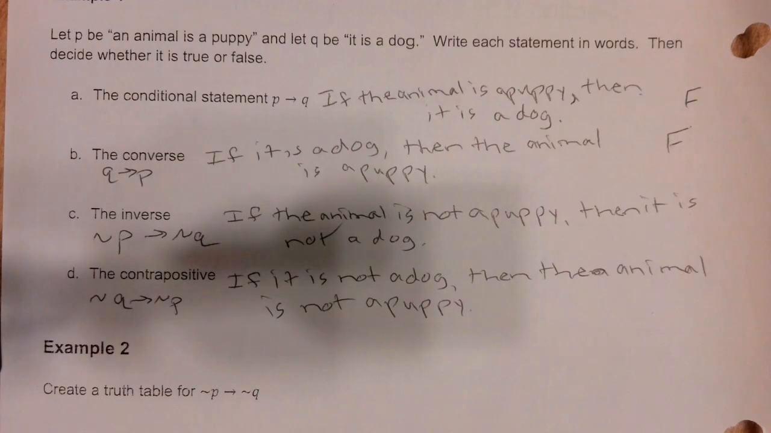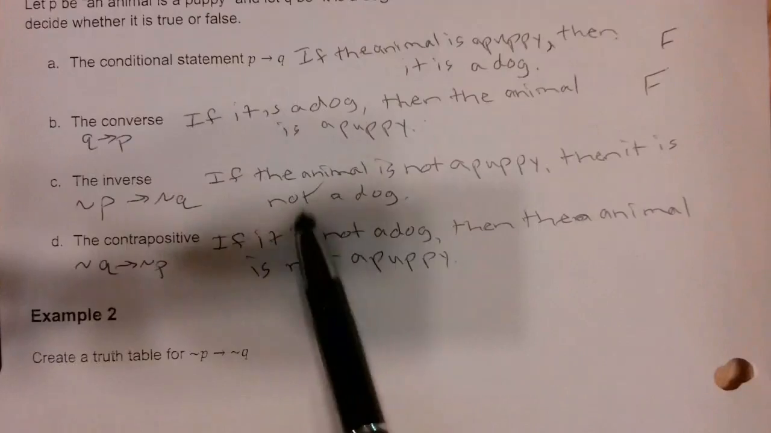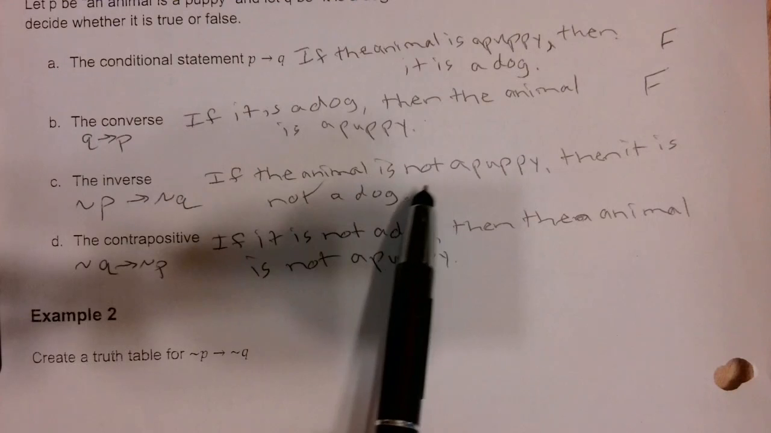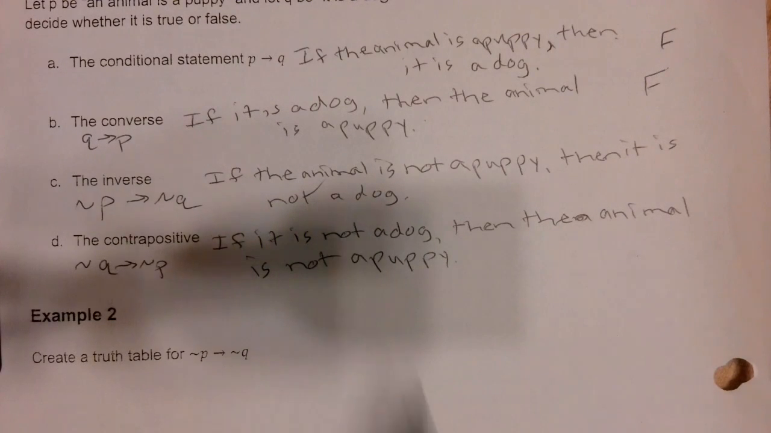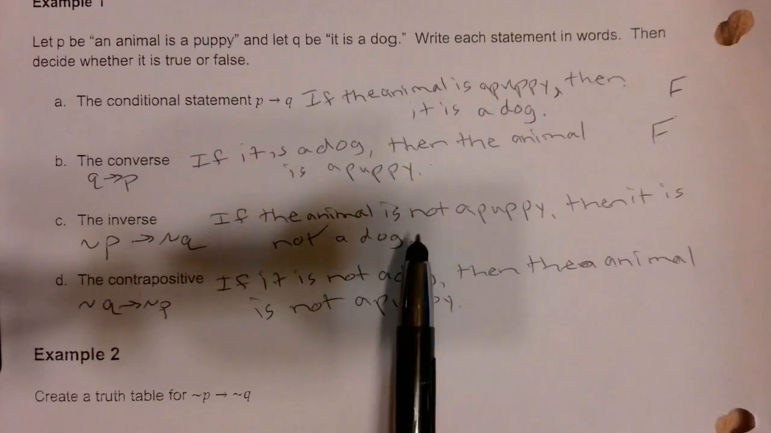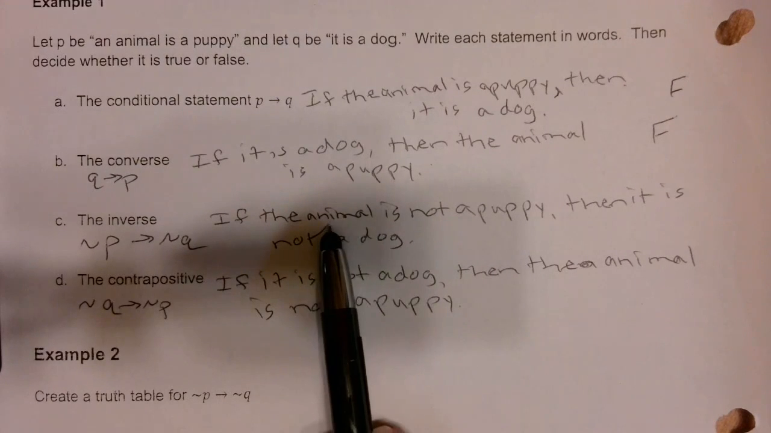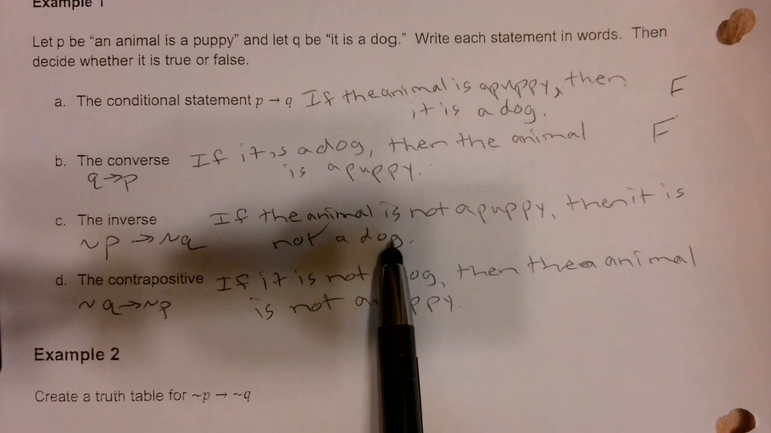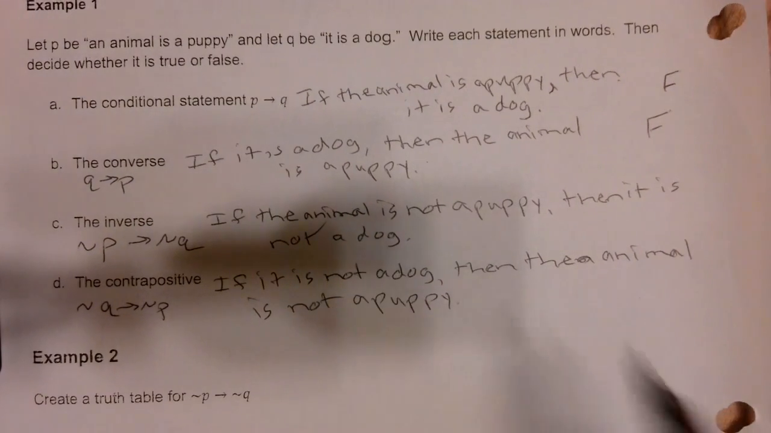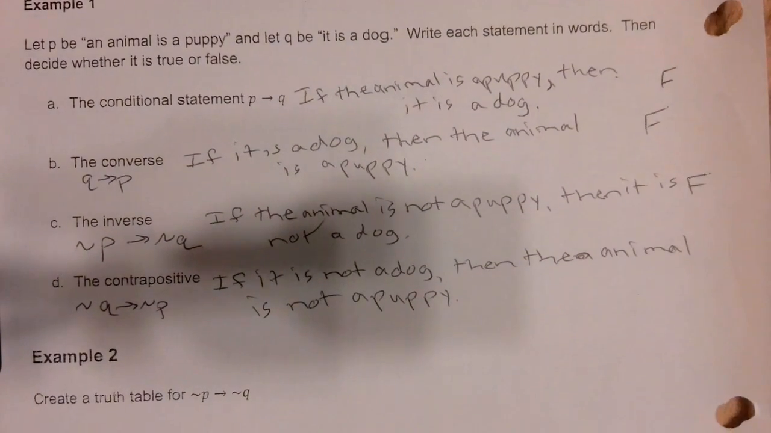The inverse, if the animal is not a puppy, then it is not a dog. Do you think there's anyone at North Central that owns an animal that is not a puppy? And does that mean it is not a dog? This is also false, because somebody can own an animal that is not a puppy. Maybe they own an adult dog. Then it is not true that it is not a dog. It is a dog, which makes this statement false.